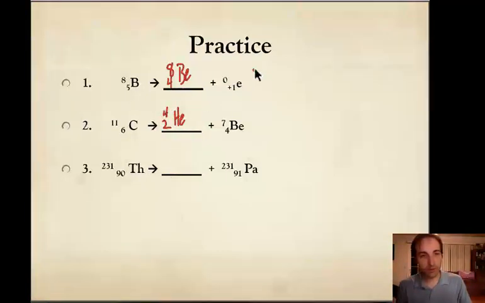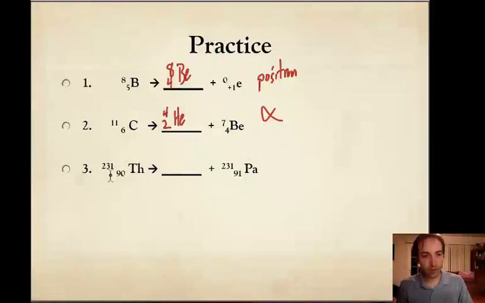So just going backwards for a second, let's identify the types of decay. This first one gave off a positive electron, also known as a positron, so this is positron decay. And this one here gave off a helium nucleus, so that means this is alpha decay.